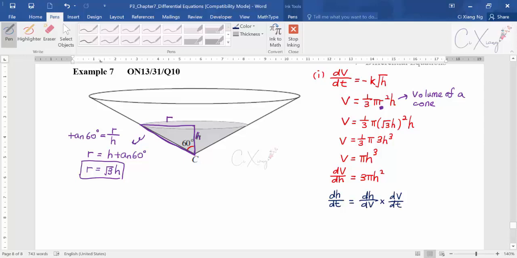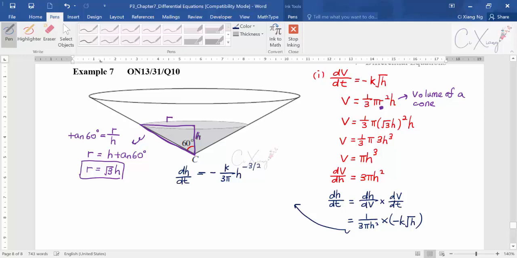Okay, so what is dH over dt? The opposite of this, which is 1 over 3 pi h squared. And dV over dt is something that you get on top, which is negative k square root h. Alright. Eventually, if you continue from here and simplify everything, you should get negative k over 3 pi, and then h to the power negative 3 over 2. Okay, so this is my dH over dt.